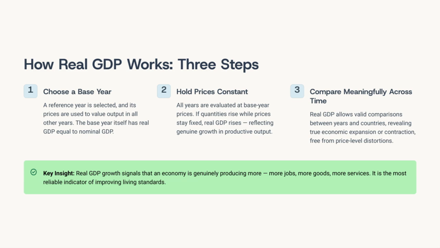And that's a key indicator of improving living standards because it reflects genuine economic progress. Now, why is real GDP so valuable? Well, it allows us to make valid comparisons between different years and even between countries. This is because it adjusts for price level changes, so we're not misled by inflation or deflation. It reveals the real expansion or contraction of the economy.